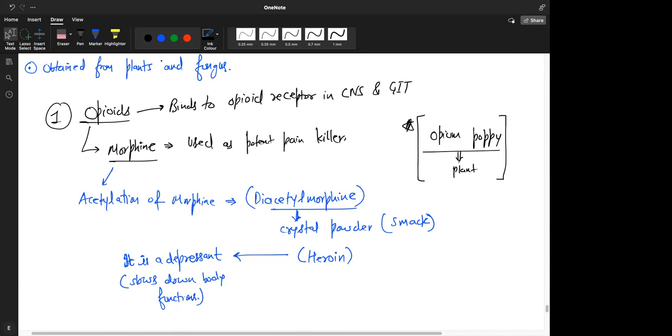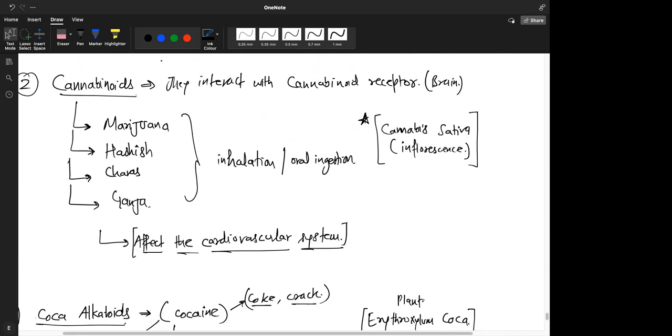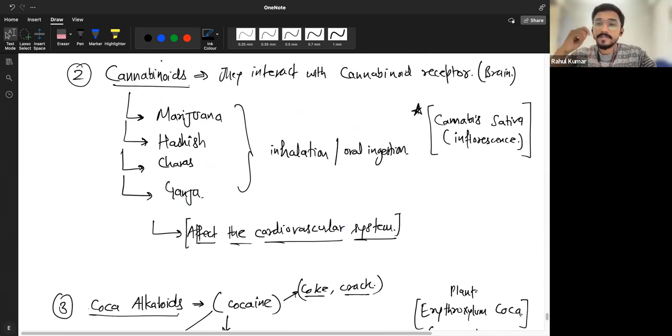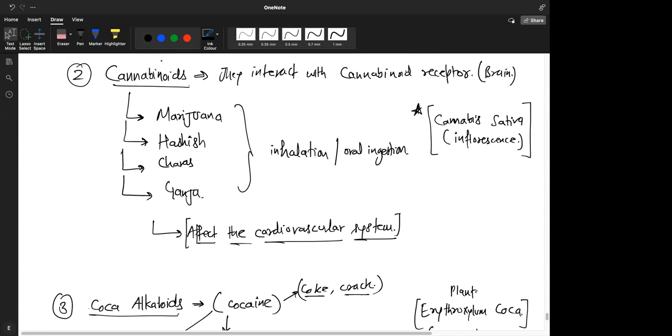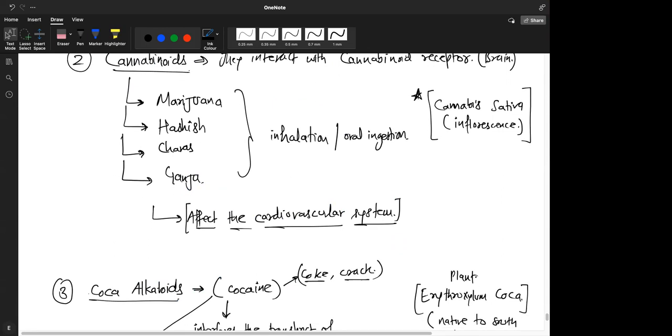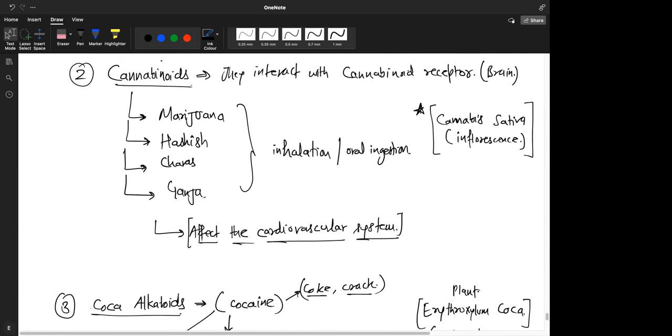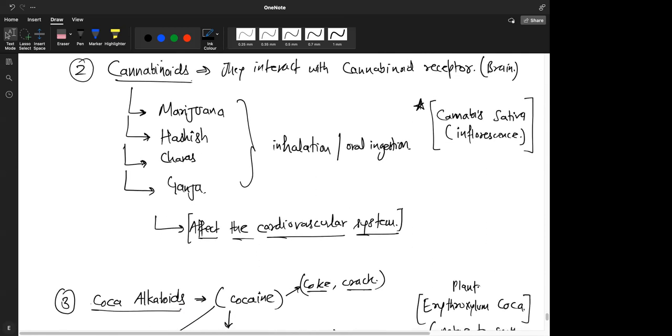Then we did cannabinoids. The common name for it is weed. It is obtained from Cannabis sativa. They are a group of chemicals which interact with cannabinoid receptors in the brain. There are marijuana, hashish, charas, and ganja. It is usually taken by oral ingestion or inhalation. They affect the cardiovascular system.